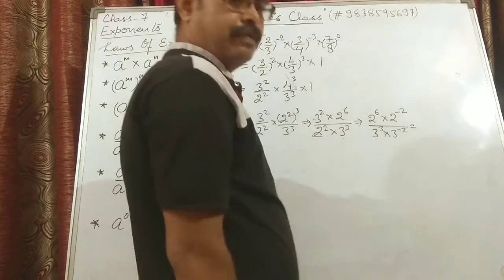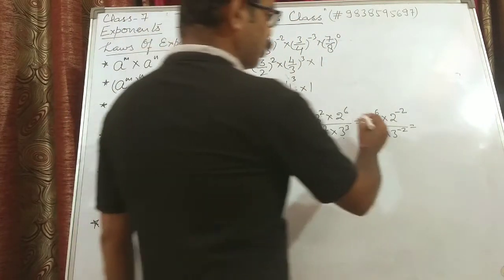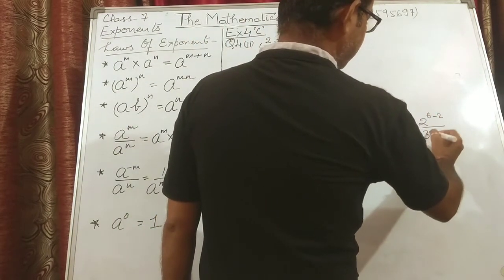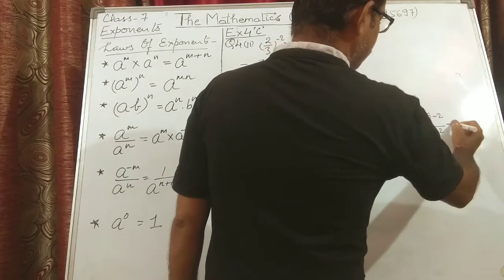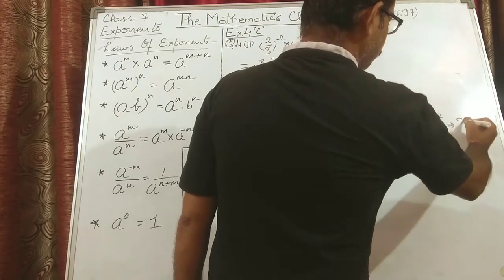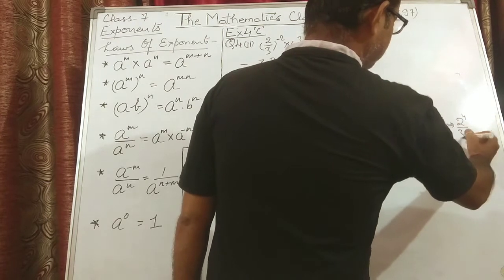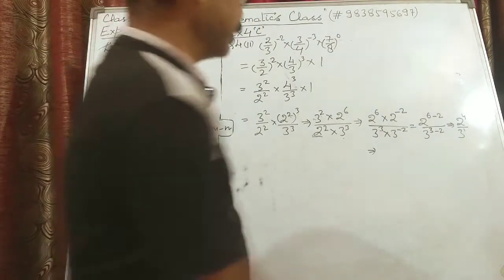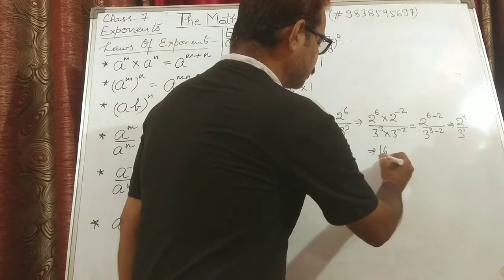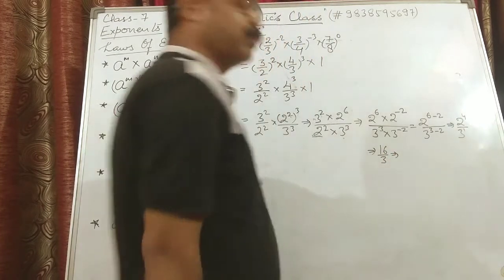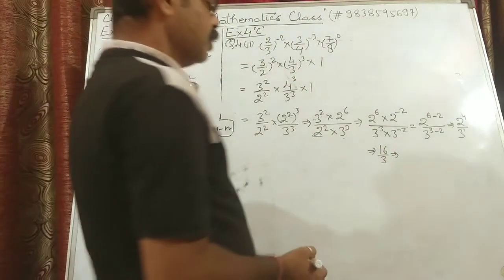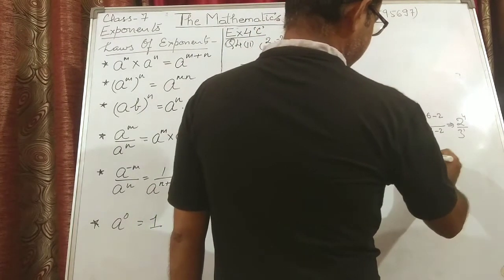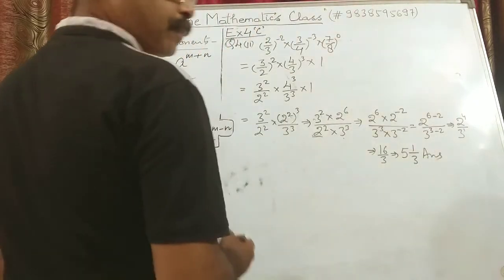So 3 to the power 3 into 3 to the power minus 2. When the bases are equal, we know that the powers get added. So 2 to the power 6 minus 2 upon 3 to the power 3 minus 2. 6 minus 2 means 4. So 2 to the power 4 upon 3 to the power 1, or 2 to the power 4 can be written as 2, 4, 8, 16. 16 upon 3. If you want, you can convert it to a mixed fraction. So 3 fives are 15 and 1, 5 1/3, that is the final value.